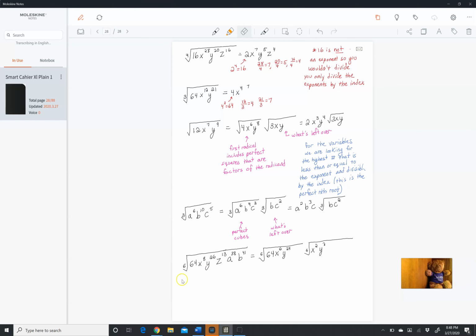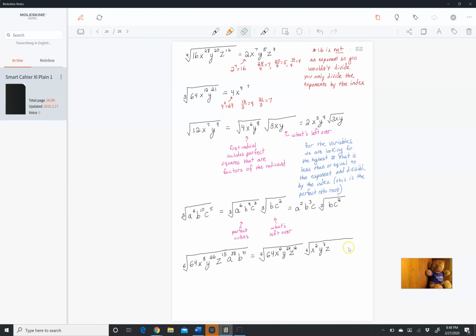Okay. Then we do the same thing with the z to the 13. 13 is not divisible by 6, but 12 is. What's left over? There's one z left over.